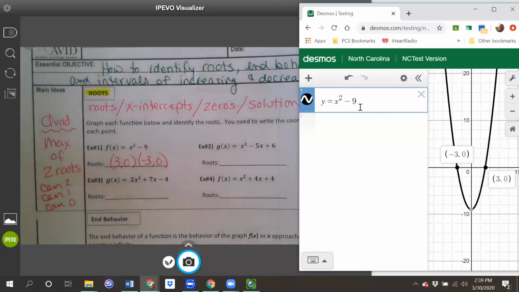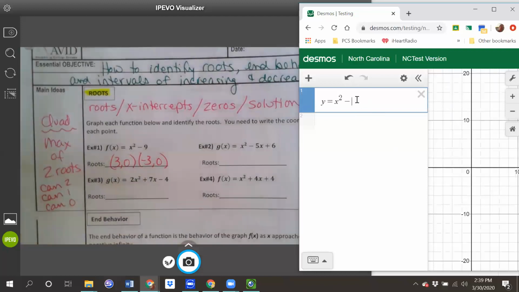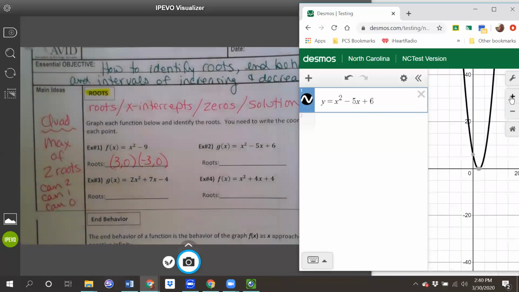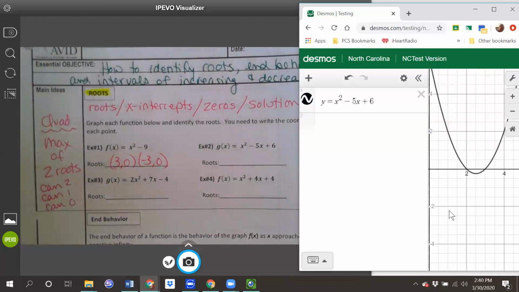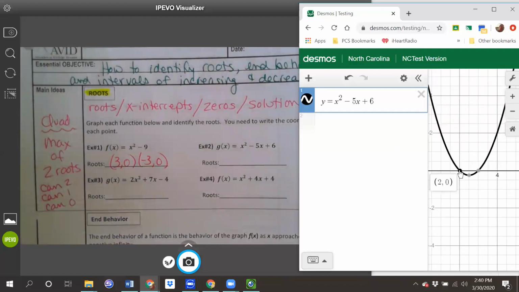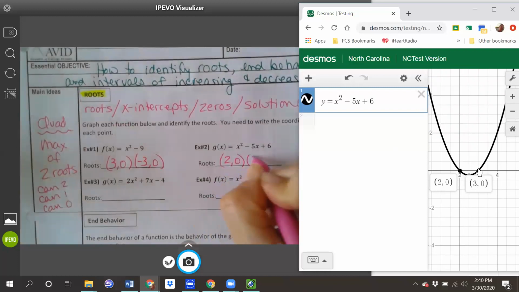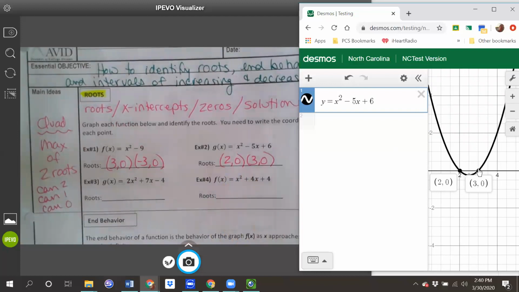And then I'm going to do number 2. So I'm going to change that to a 5x and a plus 6. Looks like I'm going to have to zoom in a little bit here. So I've got one root here and another one right here. That is at (2, 0) and (3, 0).